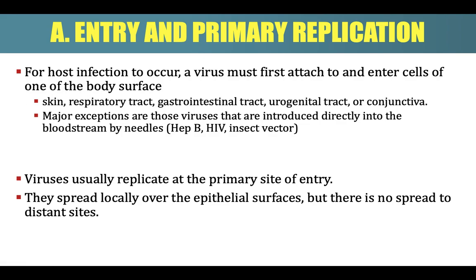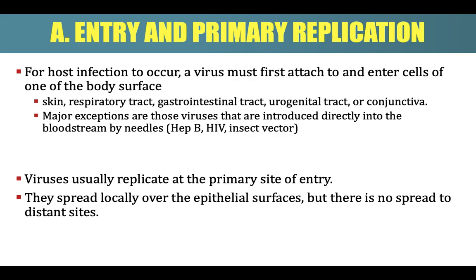The other major route is those viruses that are introduced directly into the bloodstream, because some viruses do not get into the host through the body surface but through the bloodstream by needles. For example, hepatitis B and HIV, the human immunodeficiency virus. The transmission can also occur by blood transfusions and also by insect vector as well.